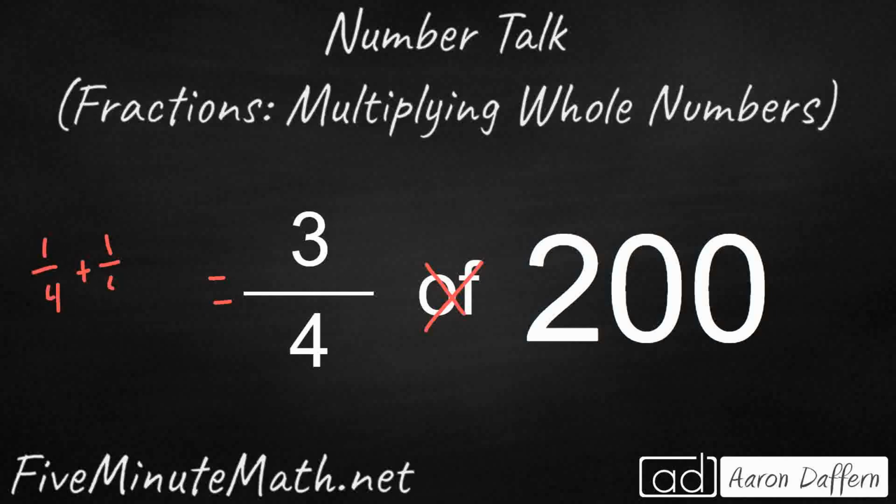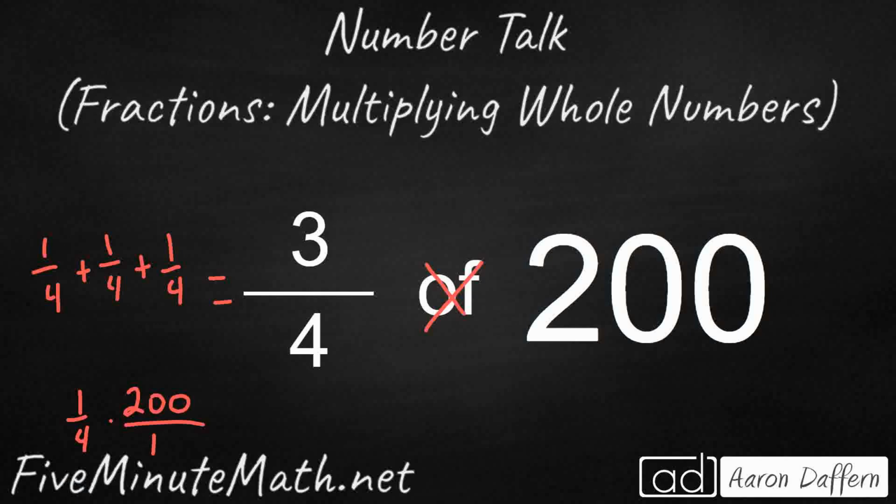So 3/4 is really just the sum of 1/4 plus 1/4 plus 1/4. So if I can figure out what 1/4 of 200 is, I can triple that. So 1/4 of 200. Remember, "of" means multiply. Now, if it's going to be multiplied by fractions, I want them both to be fractions. So how do you turn a whole number into a fraction? Well, you just make it 200 over 1.